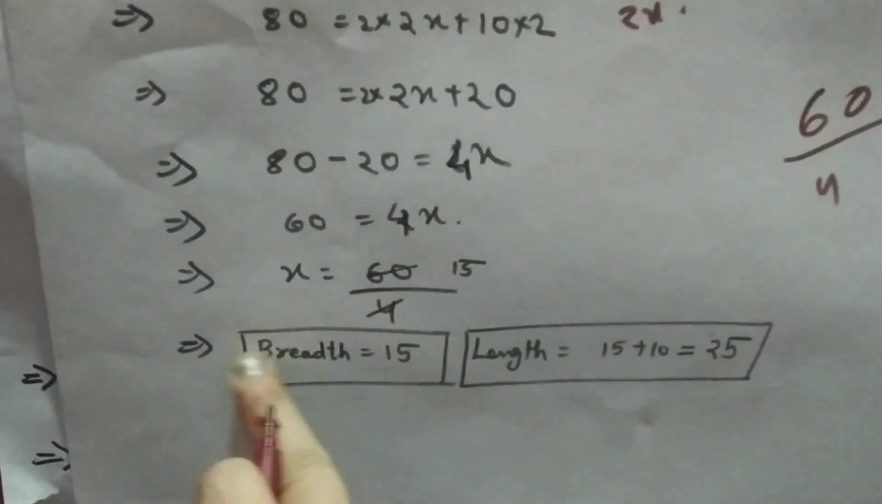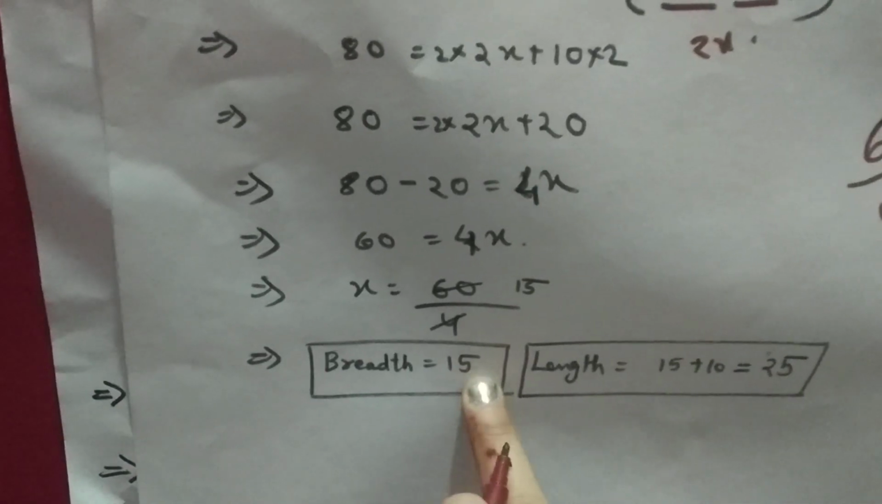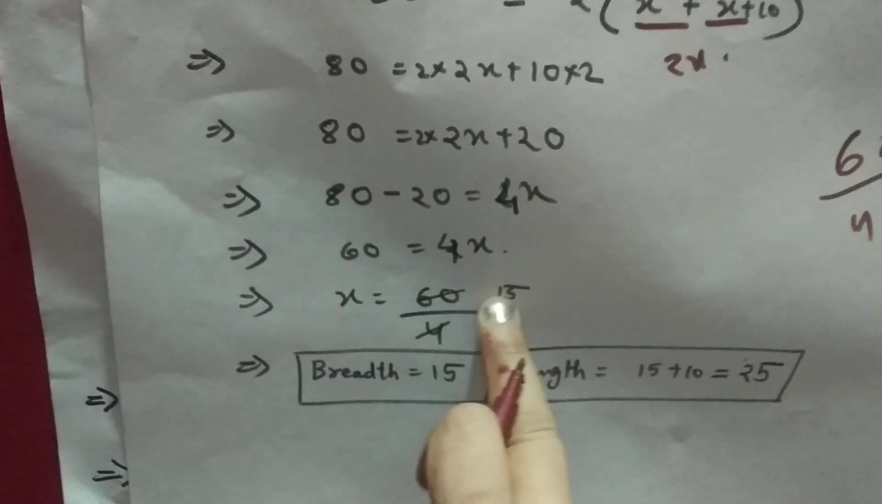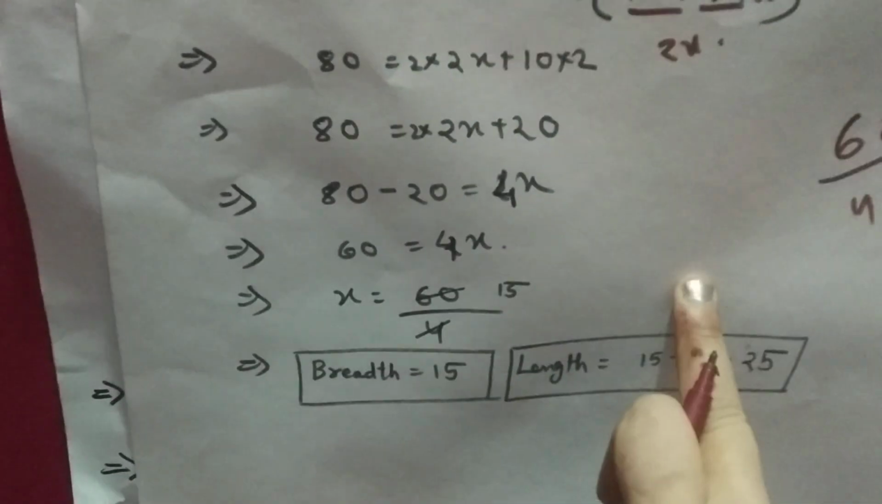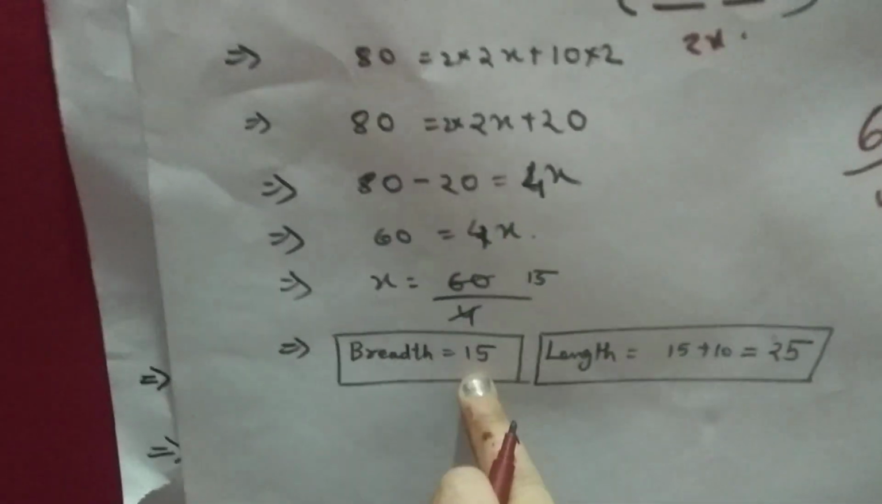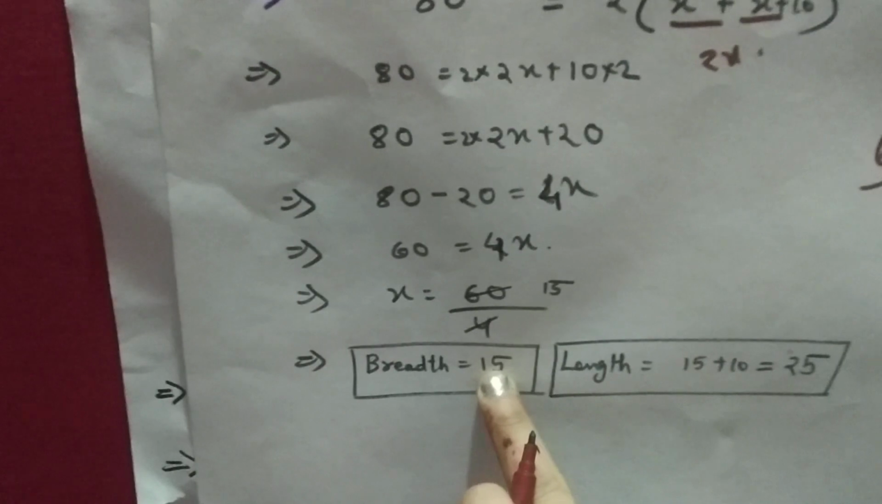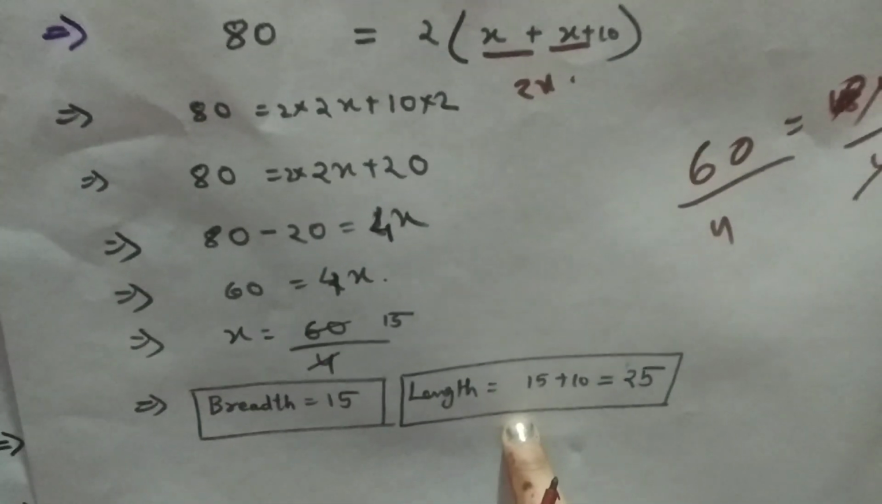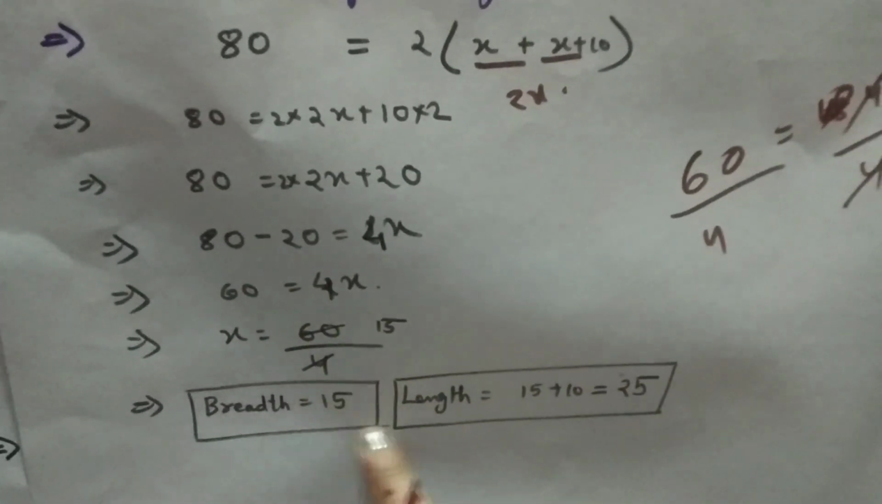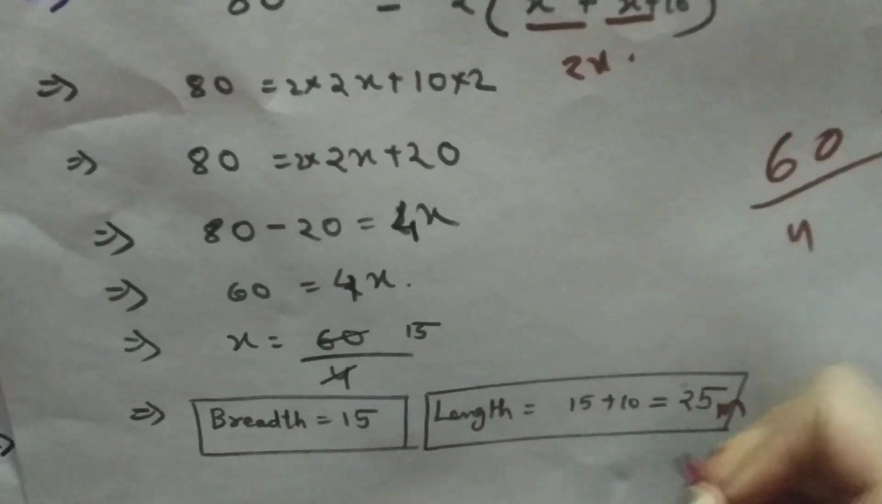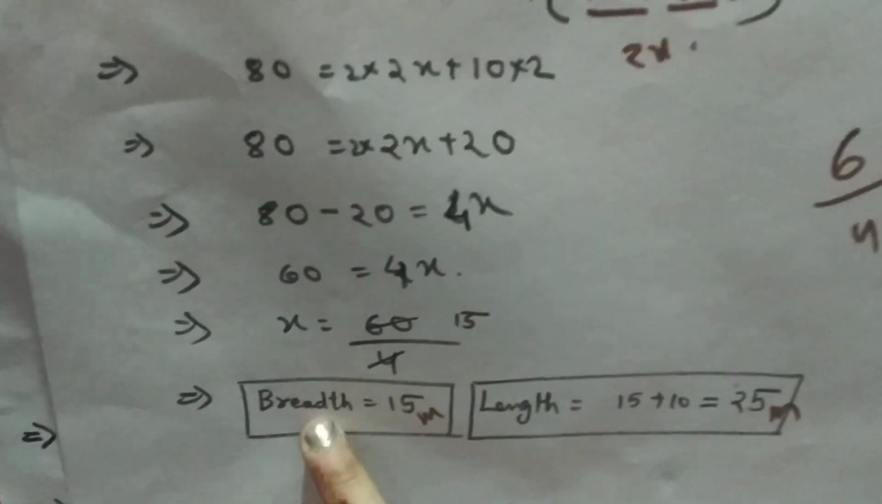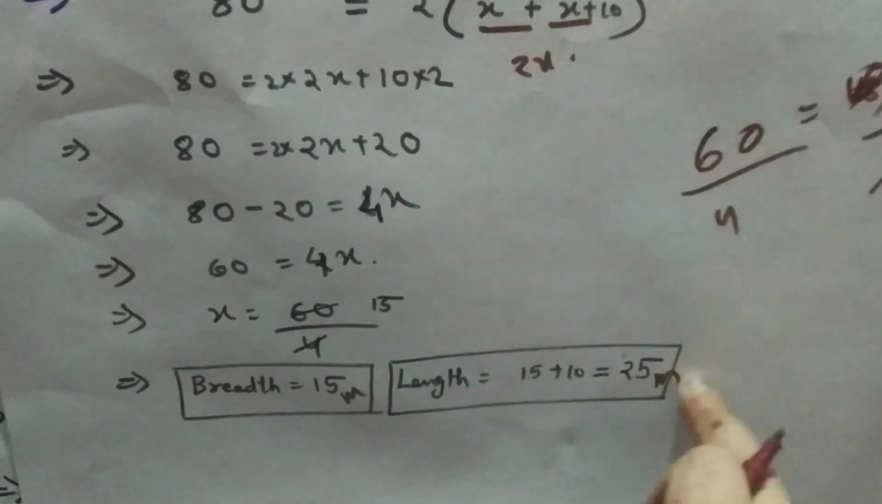So the breadth value is 15, and the length is 10 more, not 10 times; if it were times, we would multiply by 10, not add. Length is 10 more than the breadth. If the breadth is 15, what will the length be? The length will be 15 plus 10, that is 25 meters. So the breadth is 15 meters and the length is 25 meters.